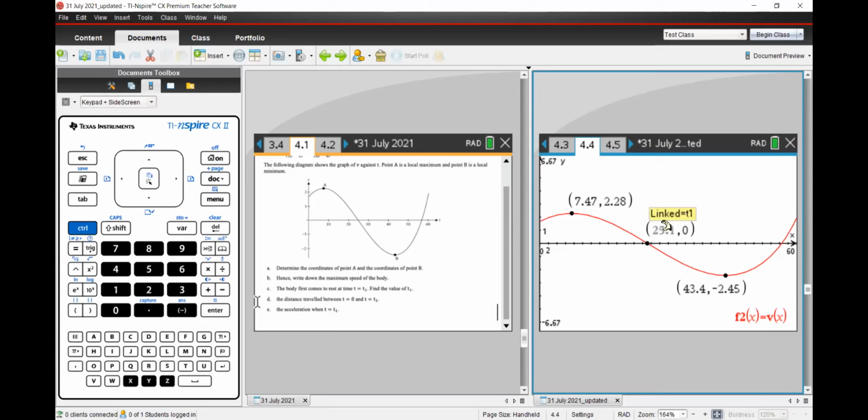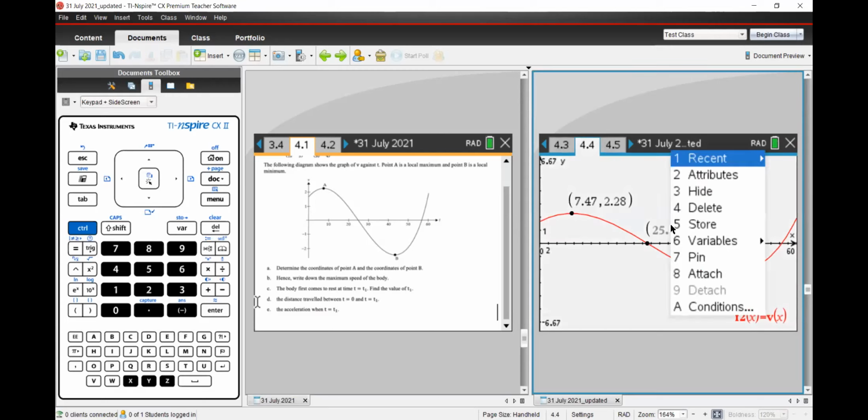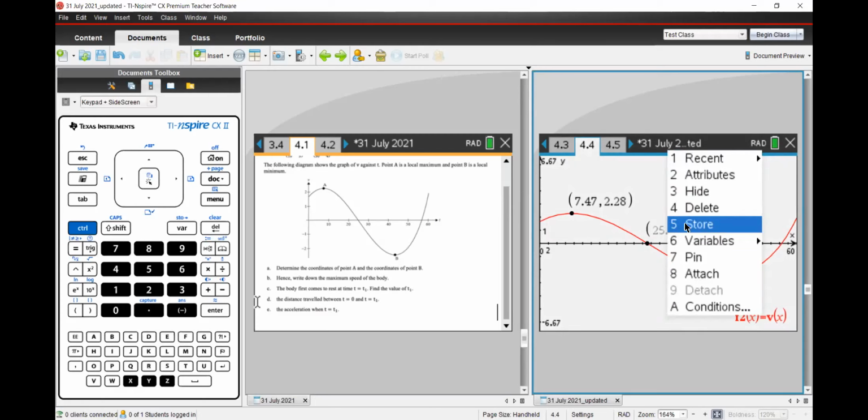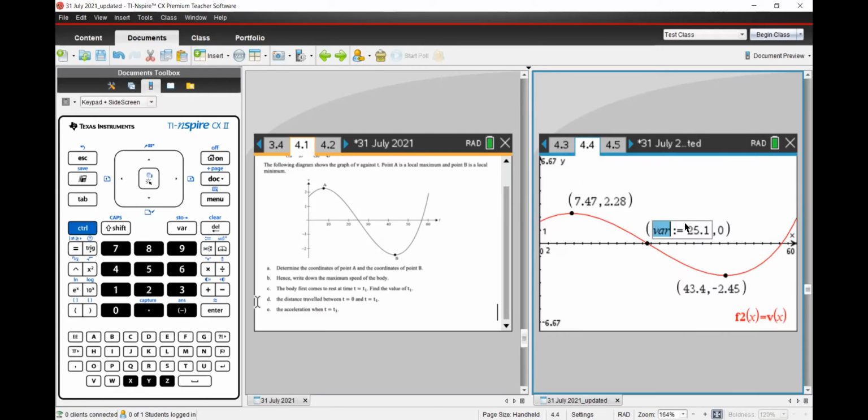How I did that, if anyone didn't see that, let me just unlink this. So what I did is I went on the coordinate and selected it. Let me show you both ways. One way, just hover on the text. When it says text, right click. Right click is the control menu, and you'll get option number 5, store. Click option number 5 and store it as T1. Hit enter, it gets stored.